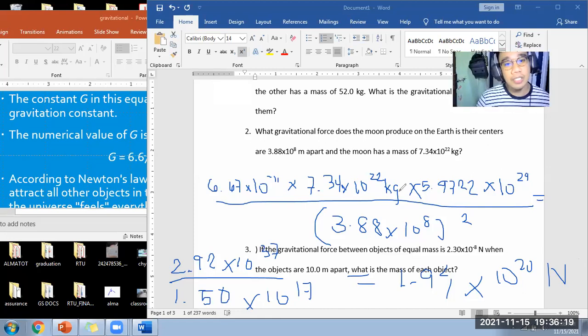Okay. So dito sa number 2, in-apply natin yung mass ng Earth, kasi meron lang ditong mass on the moon. Kasi ang distance daw between the Earth and the moon ay 3.88. So kailangan natin kunin yung mass ng Earth, which is 5.9722 times 10 to the 24. Okay? So yan po yung problem number 2.